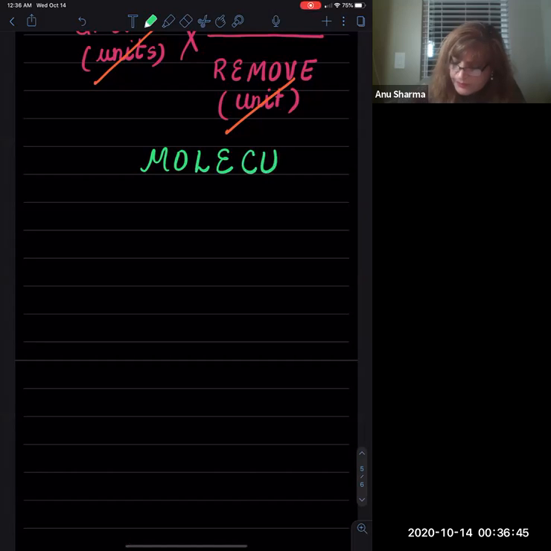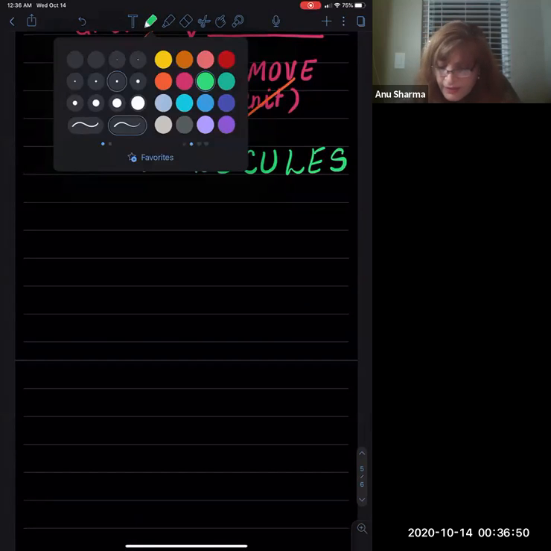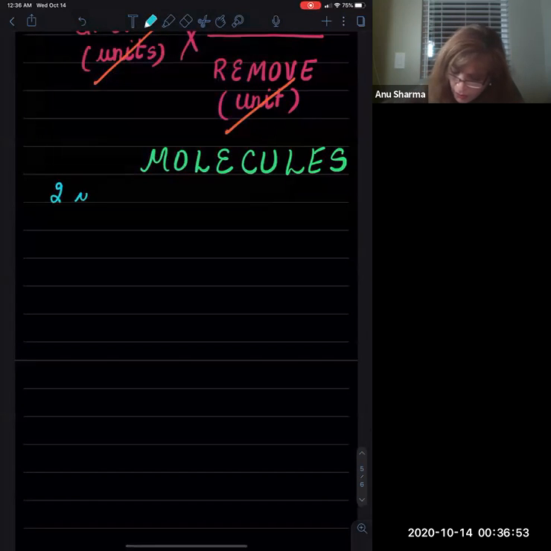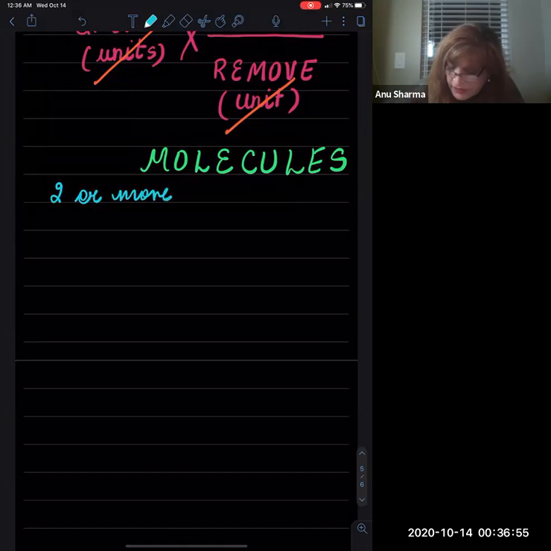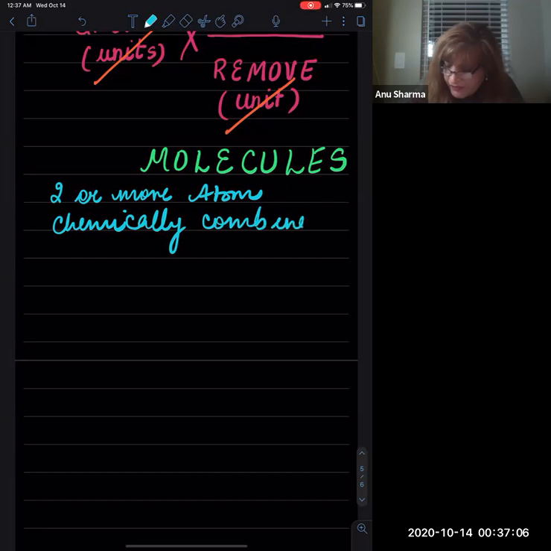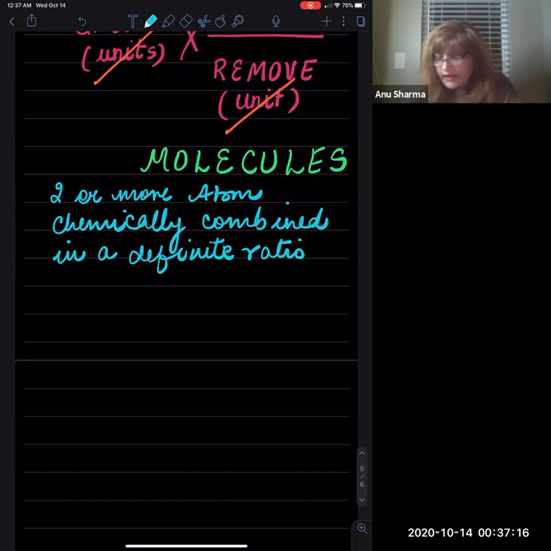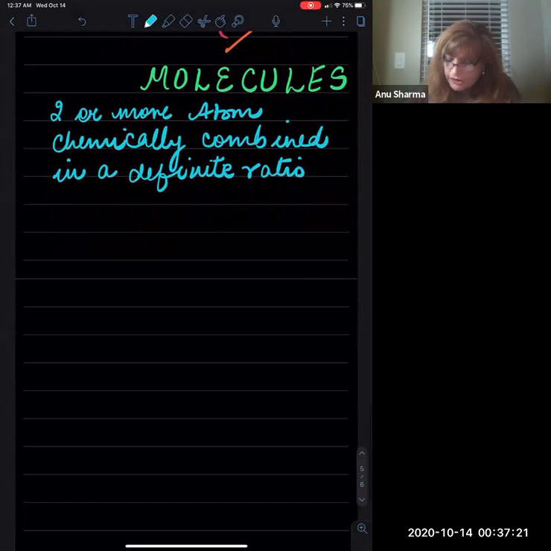So molecules are made up of two or more atoms that are chemically combined, in a definite ratio. Okay, chemically combined in a very definite ratio. So these make the molecules, and molecules are entirely new species.